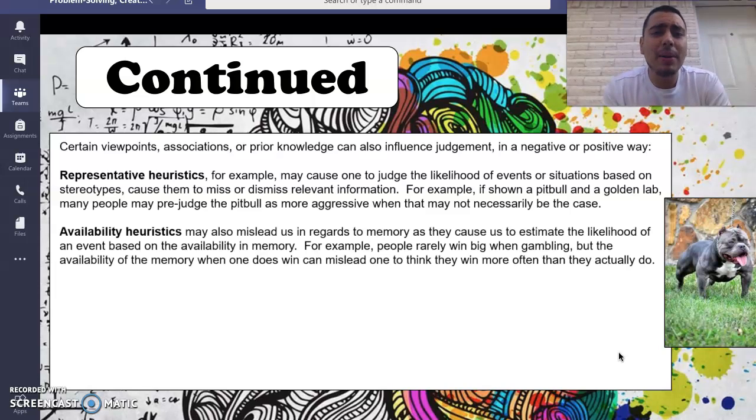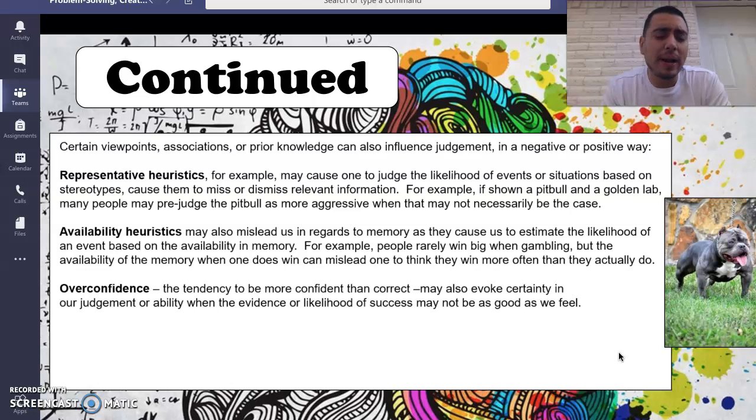The availability heuristic may also mislead us in regards to memory, as it causes us to estimate the likelihood of an event based on the availability of memory. For example, people rarely win big when gambling, but the availability of memory when one does win can mislead one to think they win more often than they actually do. So the availability heuristic goes a long way.